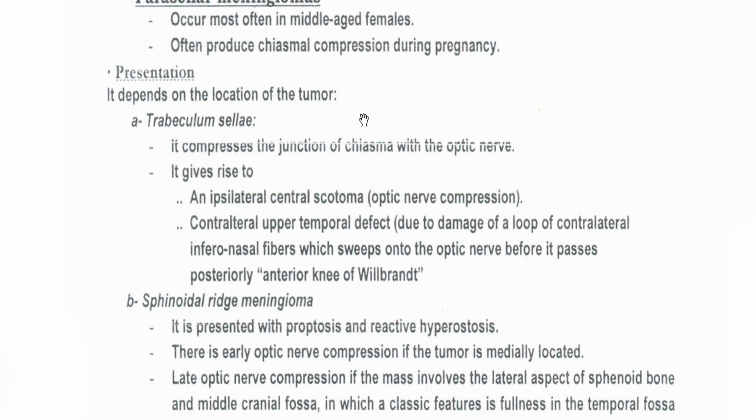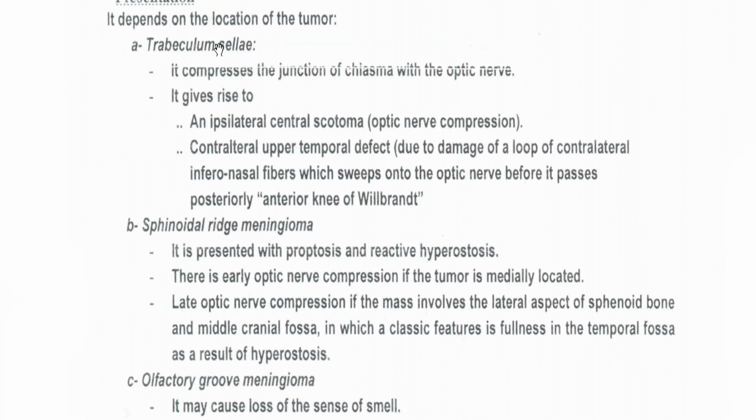So what will it give us? It will give us ipsilateral central scotoma because it compresses the whole nerve, and on the contralateral side only compression of the nasal fibers, so it affects the contralateral temporal field. And actually it's the upper temporal. Why? Because it is compressing from downward, so the lower fibers are affected, obscuring the upper temporal quadrant. Okay, this is the first site.